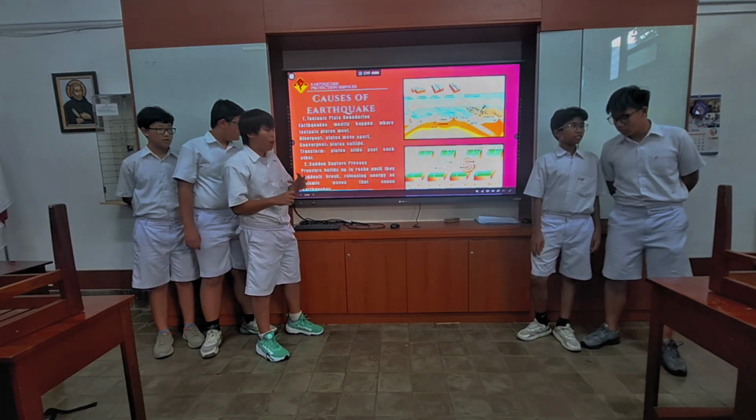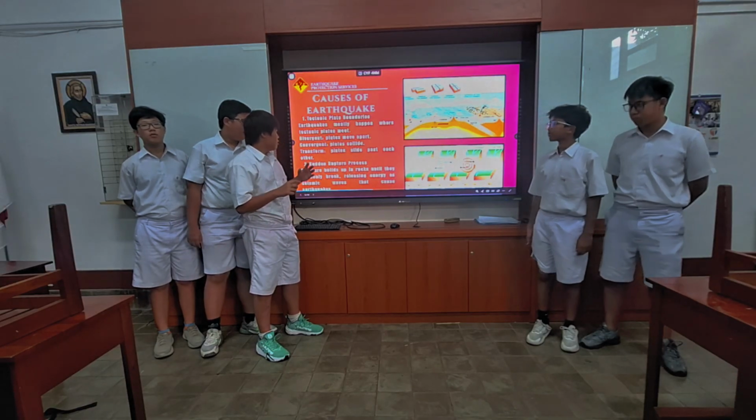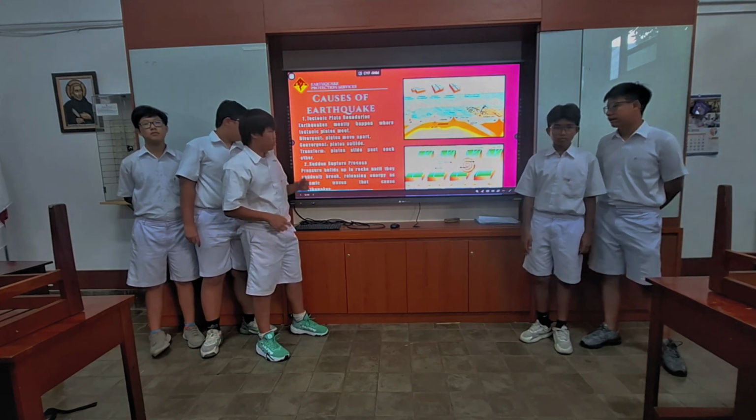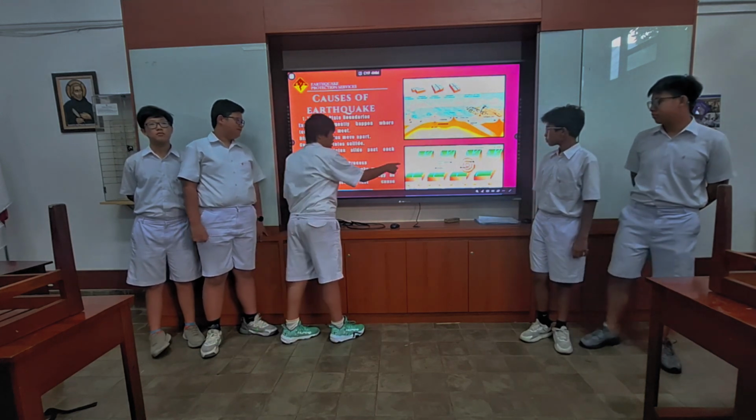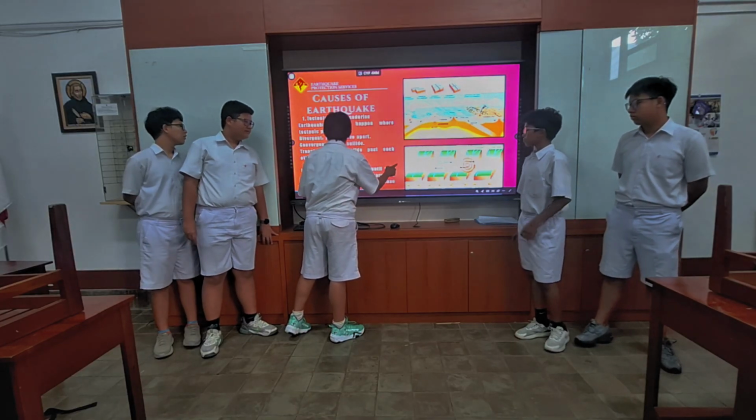The second cause is the sudden rupture process. Pressure builds up in rocks until they suddenly break, releasing energy as seismic waves that cause earthquakes. As Dustin has said before, this is the elastic rebound theory.